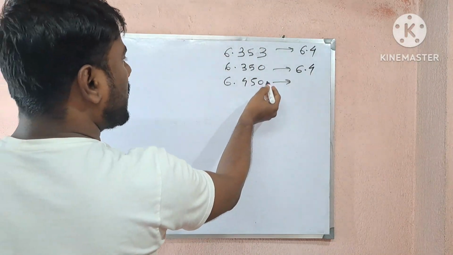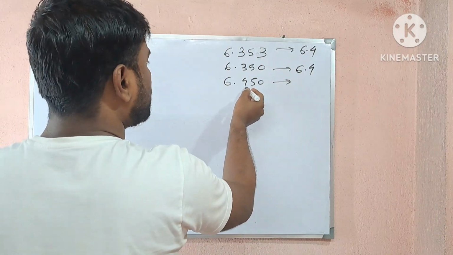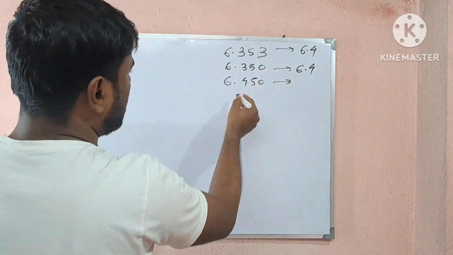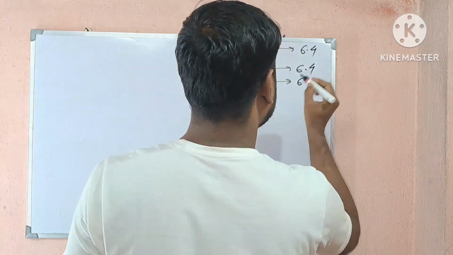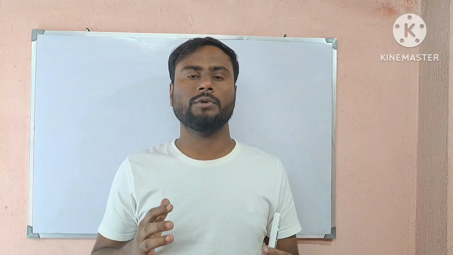And here 5 is equal to 5 followed by 0, but the digit before it is an even digit, that is why it will be as it is. It will also be 6.4. Now we will learn how to calculate significant figures in addition, subtraction, multiplication, and division.